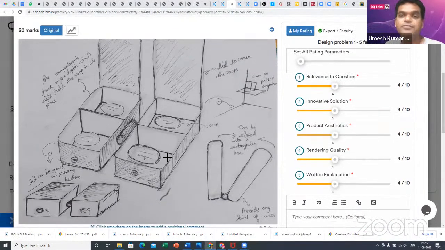Interesting idea, but we don't have to complicate the already existing solution. So the problem is with one soap only. Why do you want to add more soaps and make it more complex? So you can probably avoid it.